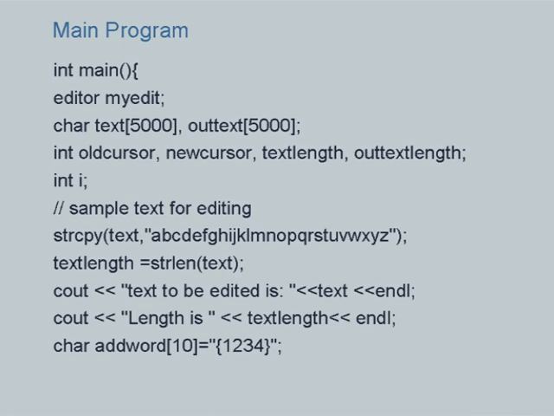Let us very quickly look at the main program. I define the editor object myEdit. I define two arrays, text and outText. This 5000 size is a remnant of my last program. Notice that it is not necessary to have 5000 as the size. What is the maximum size I can have?